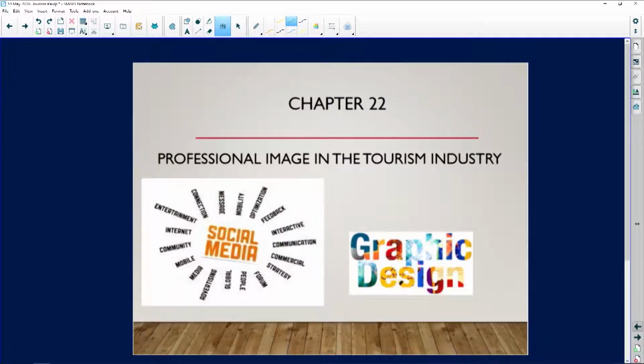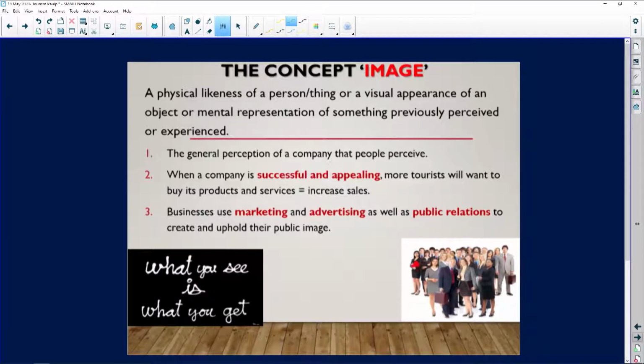Our first chapter for today: professional image in the tourism industry. All right. So first of all, we need to understand the definitions. I explained to you, and I do so every time that we are on live, you cannot understand or explain something if you don't know where it comes from. You need to understand the basics, and our basics in tourism is our definitions. So let's first look at the definition of the word image, and that will help us to take it through to corporate image, to businesses, and eventually to the tourism industry.